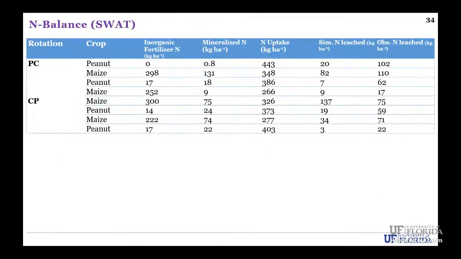This is the nitrogen balance from SWAT. Again, you can see there's an uptake range from.